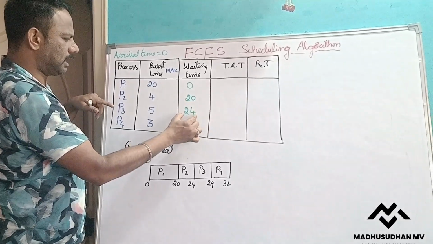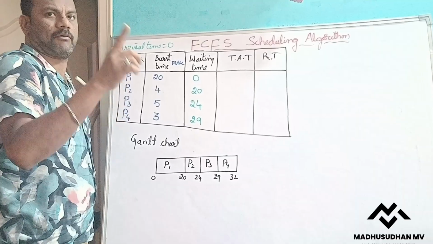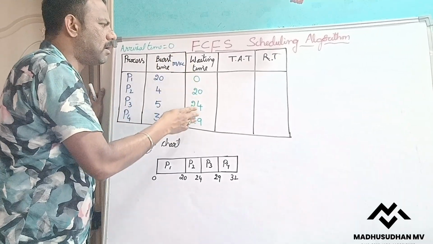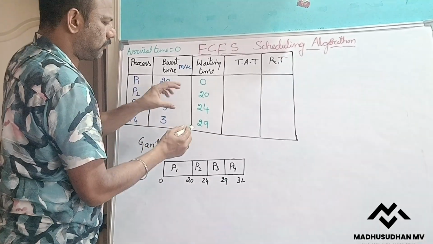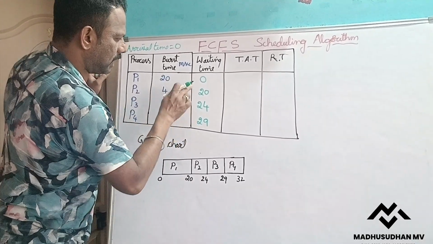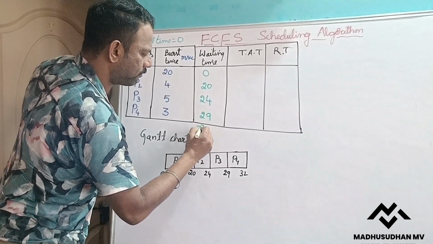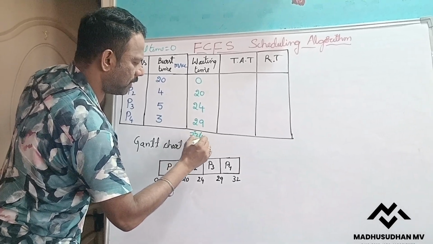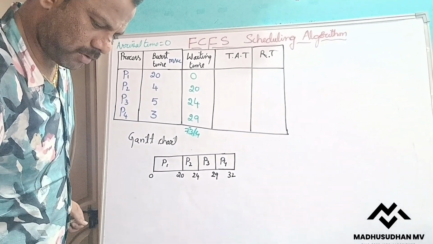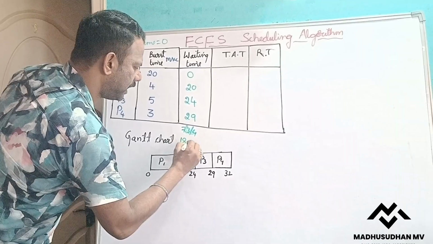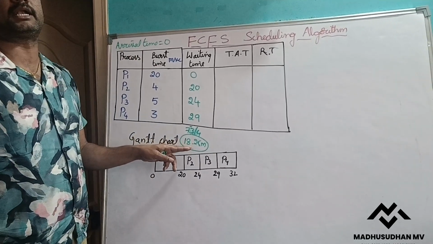So this is the waiting time of P1, this is the waiting time of P2, this is the waiting time of P3, this is the waiting time of P4. Now I need to find the average waiting time. Average waiting time is the sum of the waiting times of individual processes divided by the number of processes. So 0 plus 20 plus 24 plus 29 is 73. So 73 divided by 4. How much will we get? If I do 73 divided by 4, we get 18.25. That means 18.25 milliseconds is the average waiting time.